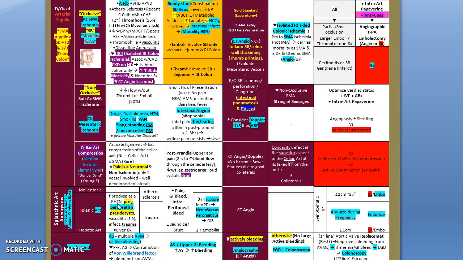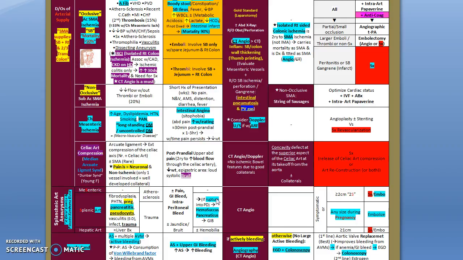Common etiologies here are fibrodysplasia, portal hypertension, pregnancy, and what's important here is pancreatitis, bear that in mind, and pseudocyst, and other types of vasculitis like Ehlers-Danlos syndrome and pseudoxanthoma elasticum. Symptoms-wise, there might be pain, GI bleed, intraperitoneal bleed, and with the hepatic artery there might be jaundice and pruritus, along with hemobilia.